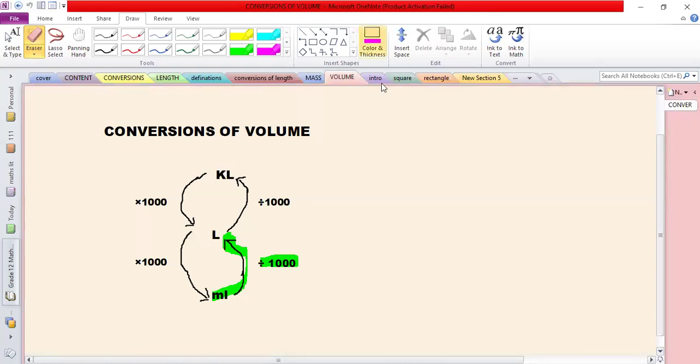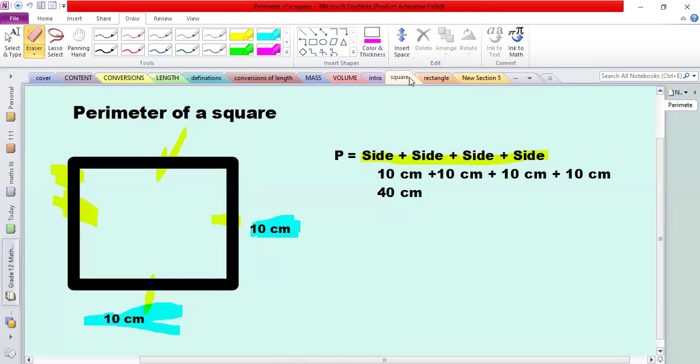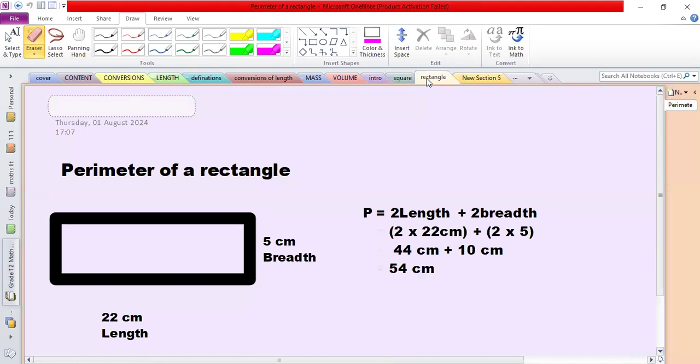And I did an introduction on perimeter. Perimeter is the total length of the outer lines of a shape. And I gave an example about schools. I said in your school, the perimeter is the fence because it's the total length of the outer line of that shape. So we discussed the perimeter of a square. As you can see there, we added all sides. Perimeter of a square equals side plus side plus side plus side, or side multiplied by 4, which is 10 centimeter plus 10 centimeter plus 10 centimeter plus 10 centimeter, or 10 centimeter times 4, which equals 40 centimeters.